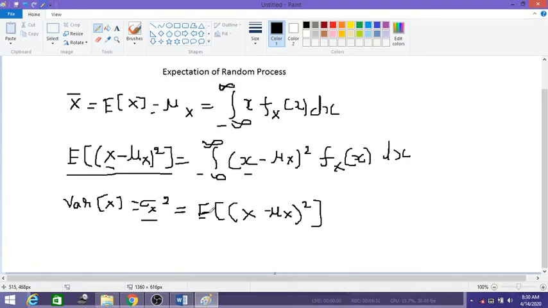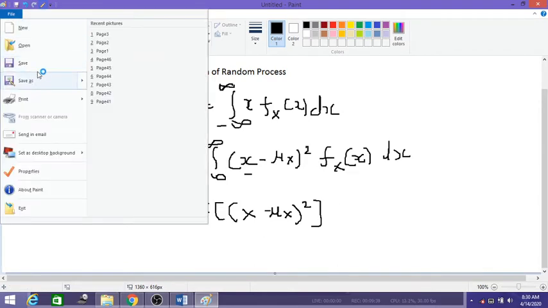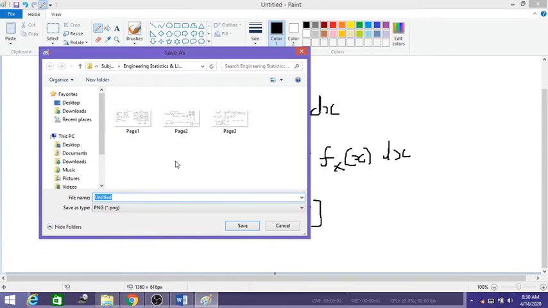Now if we apply the same thing for the random process, then what do we get? Let me save this page here so that we can use it later.